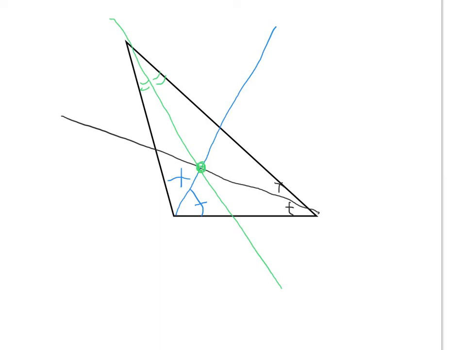And that point is called the incenter. So every triangle has three angle bisectors. Those angle bisectors are concurrent. Their point of concurrency right here is called the incenter, the incenter of that triangle.